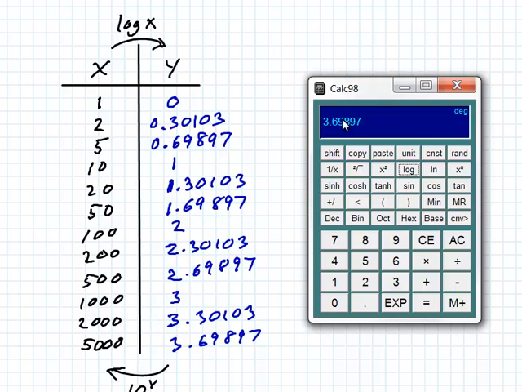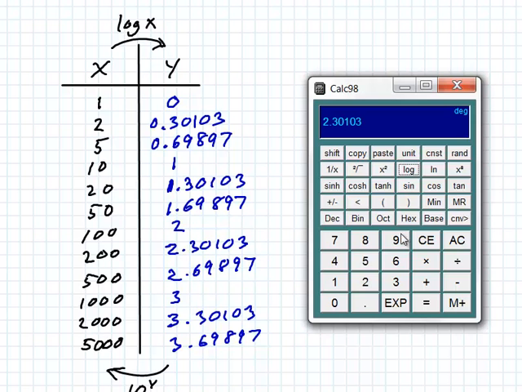Now, how do you go back? If I know a number like this, how would I find the 5,000 from it? Well, if the log goes this way, 10 to this value should give us this number over here. So if I put this in memory, and I clear it, and I say 10 raised to that value equals 5,000. Okay? The same should be true of any of these. So if I start with 200, and I take the log, I get 2.30103, just like it showed here. If I take 10 to that power, I should get back to 200.